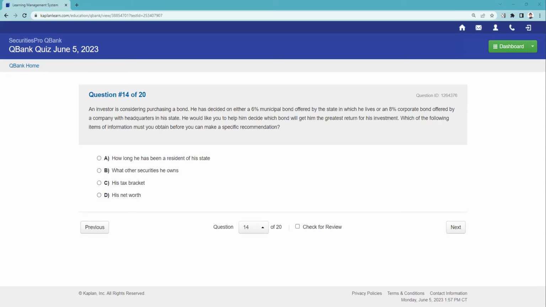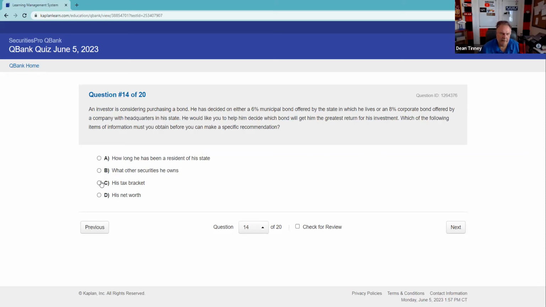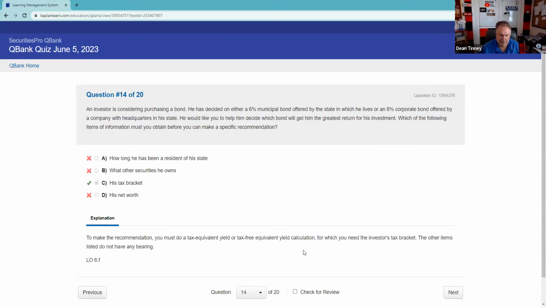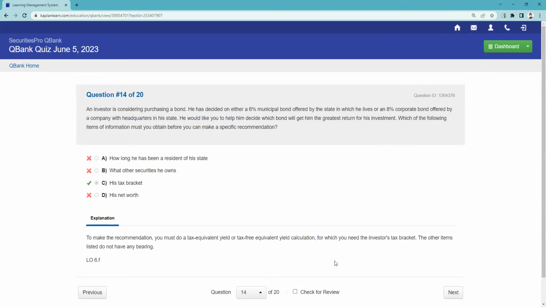This would definitely be the tax bracket. Yeah. By the way, that also is a trigger that if it was in the question, it's going to be a muni question, right? So yeah. Excellent.